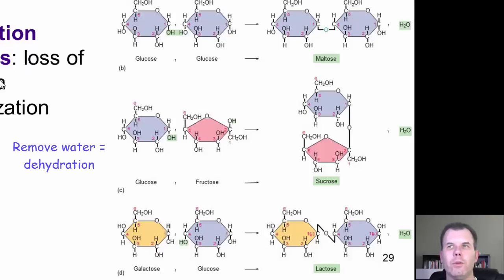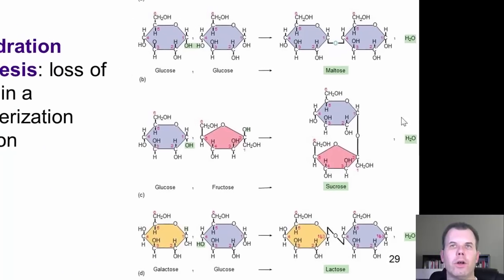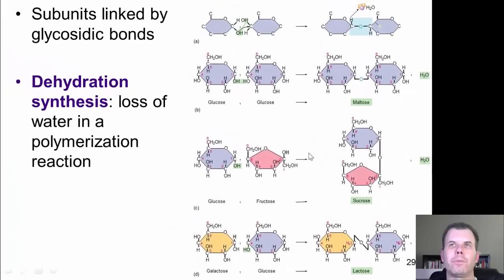That's dehydration. When you put these together, you lose water. And so when you take water out, that's dehydration. That's why it's called dehydration synthesis, because you're pulling water out to link these things together. So you see that extra molecule of water. So synthesis, because you're putting two reactants into one product, and water is also removed. You dehydrate, you remove water. So we call that dehydration synthesis.